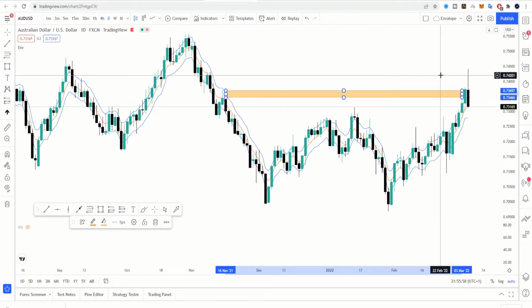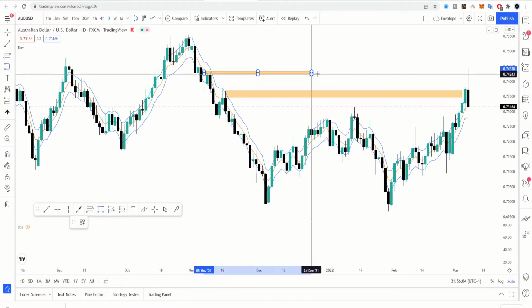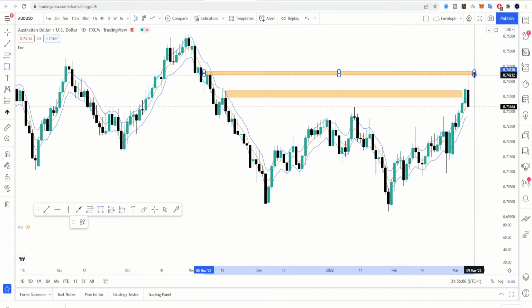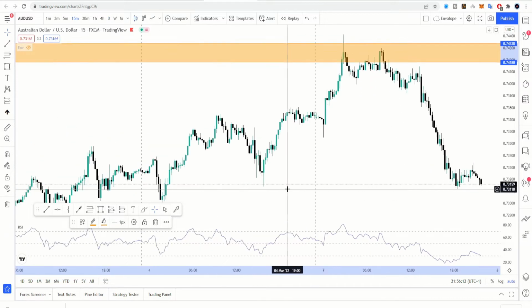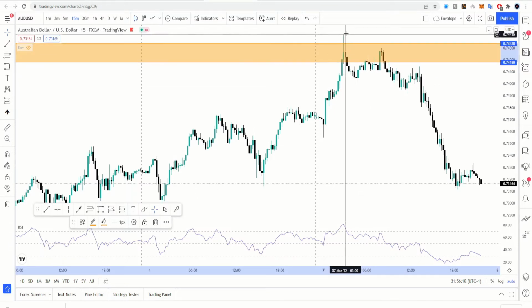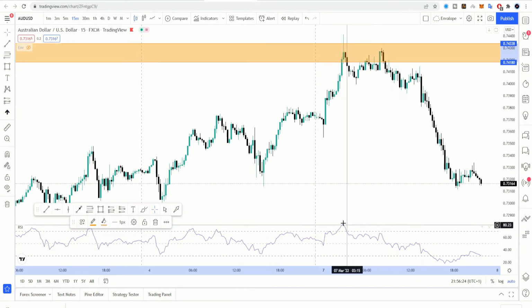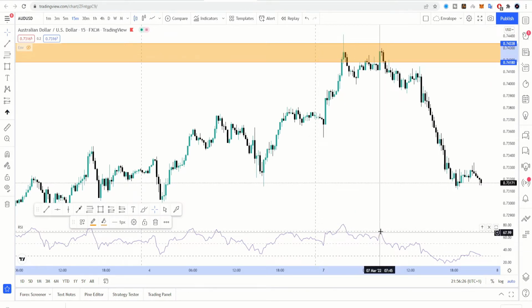So what is our next level after that? The next level after that was this one here, and it really gets that one to the pip. Then down to the 15-minute, and we can see that we don't have an RSI divergence here. The reason is because we have highs and then a lower high here, so it's a failure to follow through. You can see the RSI is high and there's a failure to follow through.